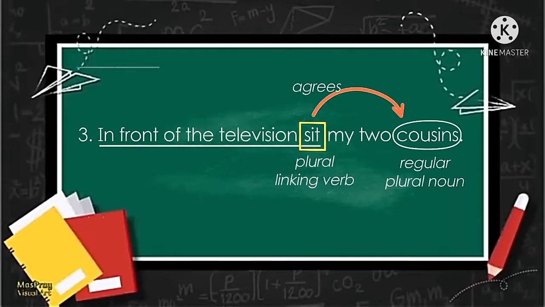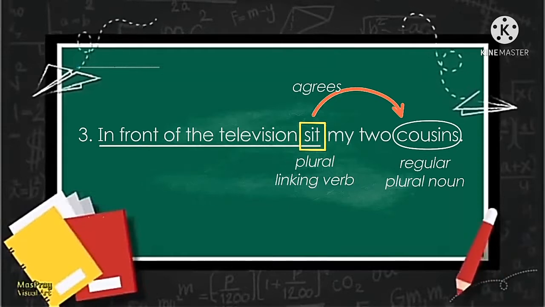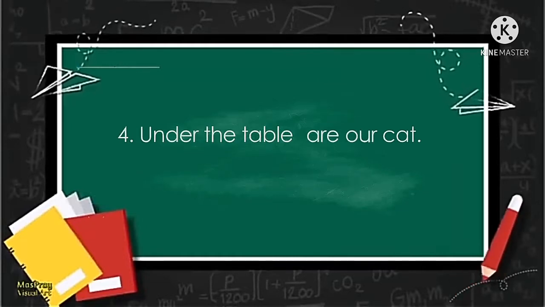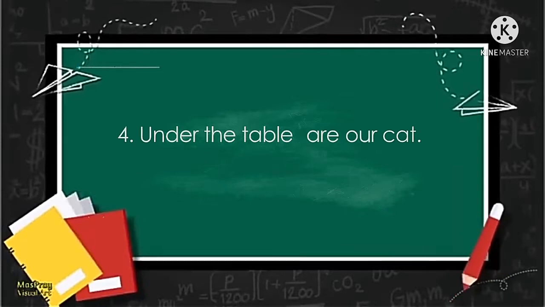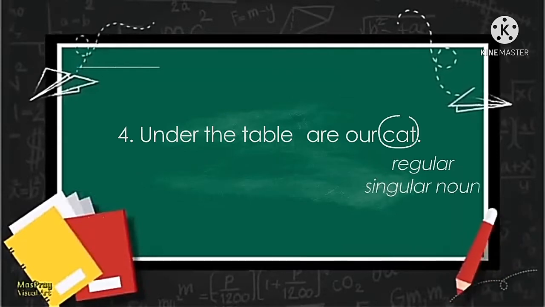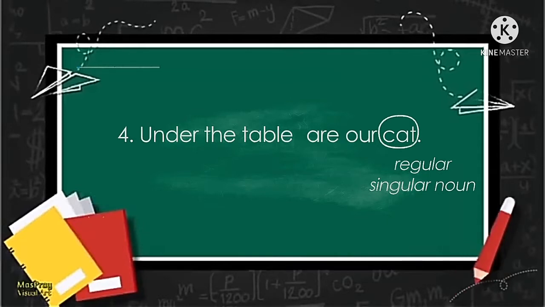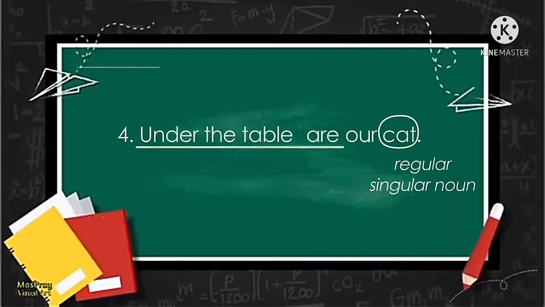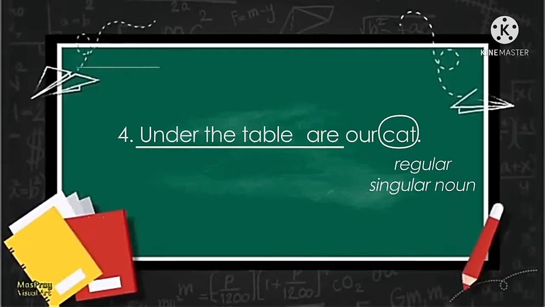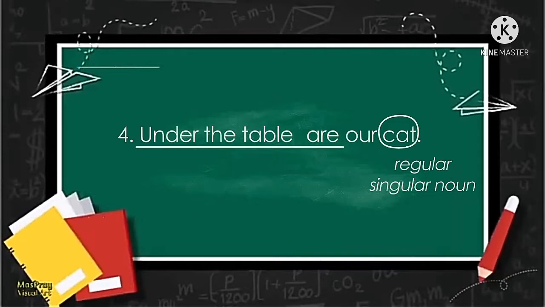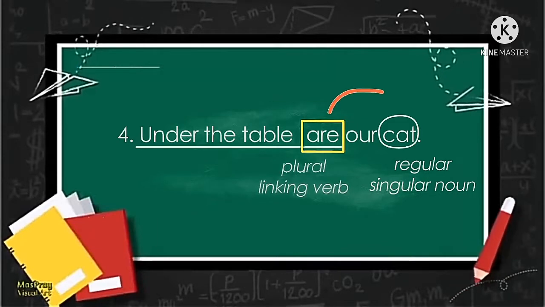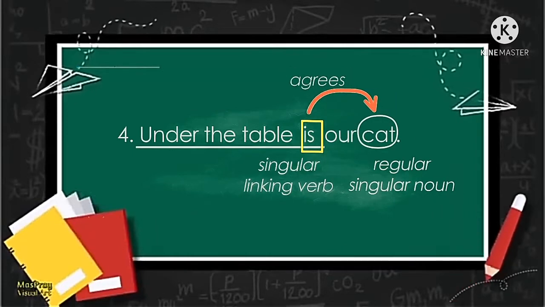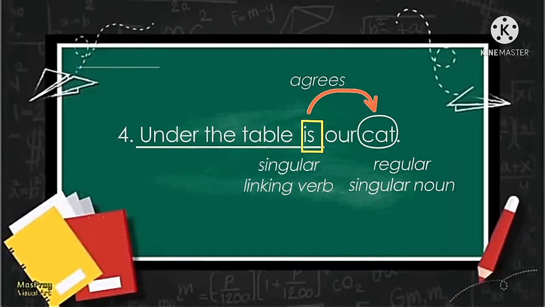I hope you are all doing okay. Now let's proceed to number 4. The sentence is, under the table are our cat. We are talking about cat in that sentence. Now, what type of noun is cat? Correct. Cat is a regular singular noun. The predicate in that sentence is under the table are. Now, does the linking verb are agree with our subject cat? Correct. It does not agree. It should be is. To make the sentence correct, under the table is our cat.